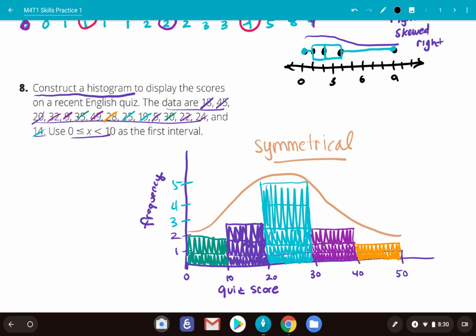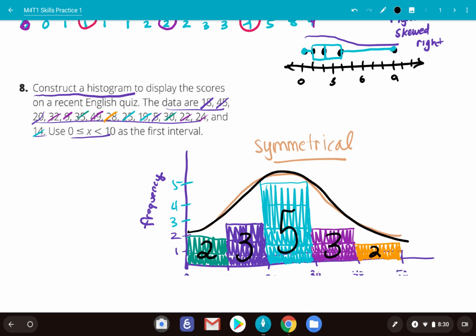Just also for future reference, in this first bin, you have 2 quiz scores. In the second bin, you have 3 quiz scores. In the third bin, you have 5 quiz scores. In the fourth bin, you have 3 quiz scores. And then in the fifth bin, you have 2 quiz scores. So it's totally symmetrical. So you can see it's exactly the same on the right as it is on the left.